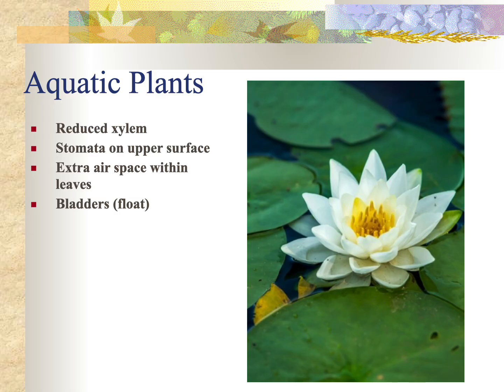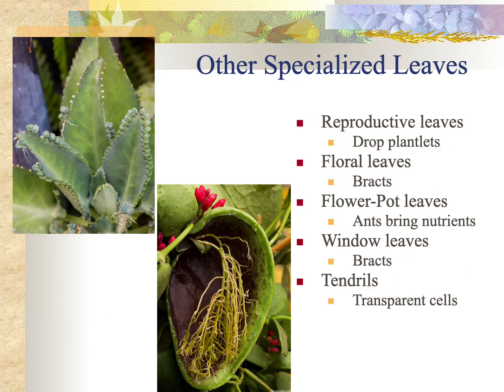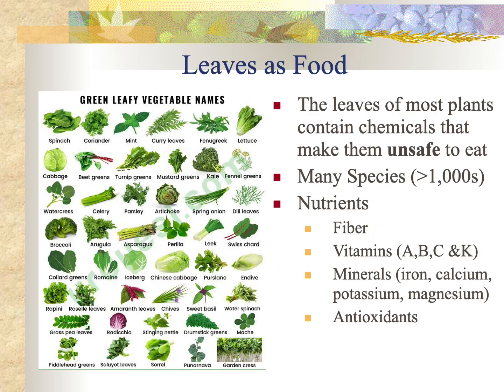Aquatic plants have reduced xylem and stomata on the upper surface. Insect trapping plants have some sort of mechanism to trap and digest insects to get extra nutrients. Lots of other specialized leaves, reproductive, flower pot leaves, all sorts of things. So leaves contain distinct structures: cuticle, epidermis, stomata with guard cells. It says hard cells, it should be guard cells. And then the mesophyll where photosynthesis occurs. There's lots of specialized leaves.